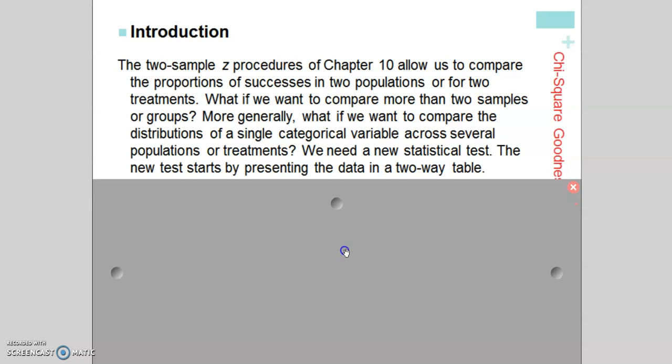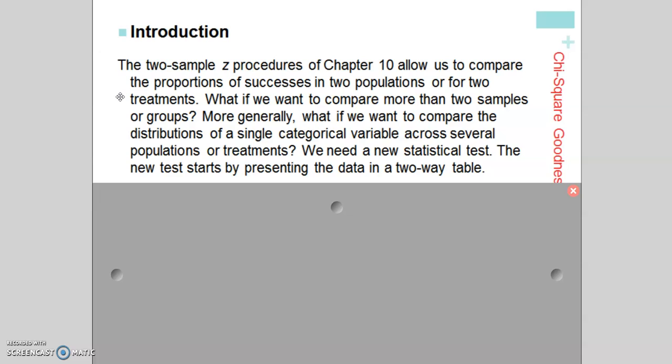If you think back to chapter 10, we learned two sample Z procedures to compare the proportions of successes in two populations or for two treatments in an experiment. But what if we wanted to compare more than two samples or groups, like 3 or 4? How do we do that?